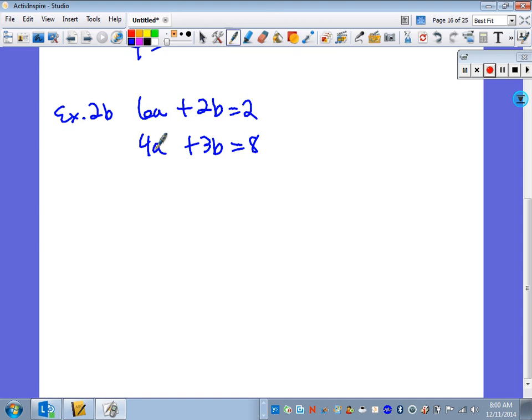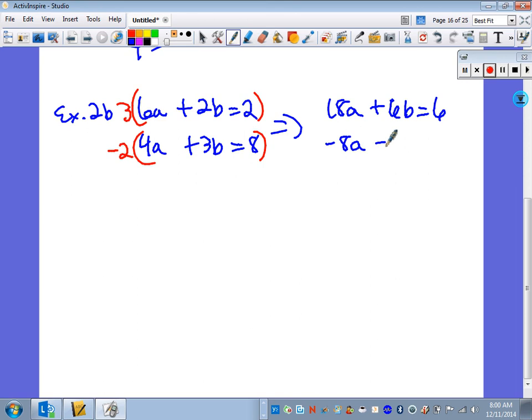If you decide to get rid of a, you can multiply the top by a positive 4 and then the bottom by negative 6. But keep in mind, instead of using 24, you could also use 12 because 6 goes into 12 and 4 goes into 12. It doesn't really matter. It's going to fall out in the wash, okay? So I'm going to multiply the top by 3 and the bottom by negative 2, okay? And so when we do that, we're going to get 18a plus 6b equals 6. And then I'm going to have negative 8a minus 6b equals negative 16.